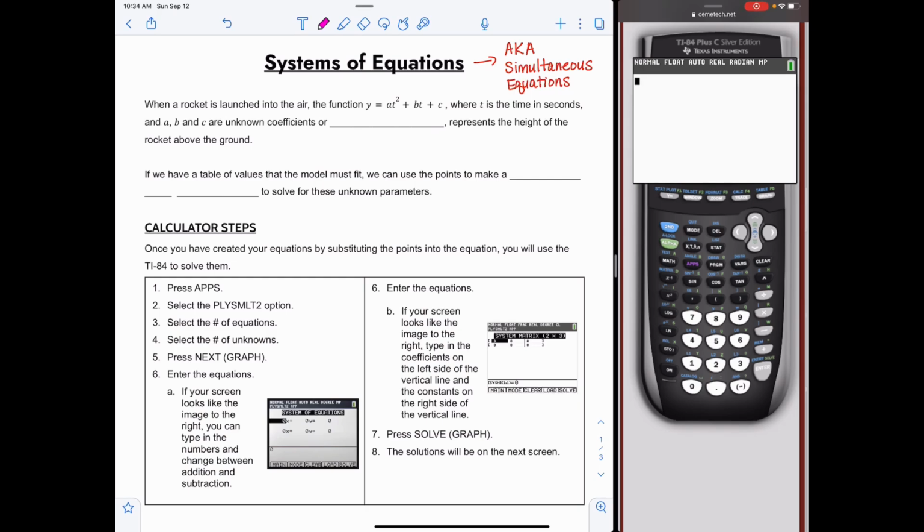Hi, today we're going to talk about systems of equations, aka simultaneous equations. So we're going to look at a scenario to introduce this. Let's say a rocket is launched into the air and the function y is equal to a t squared plus bt plus c, where t is the time in seconds and a, b, and c are unknown coefficients, or what we like to call parameters. y represents the height of the rocket above the ground.